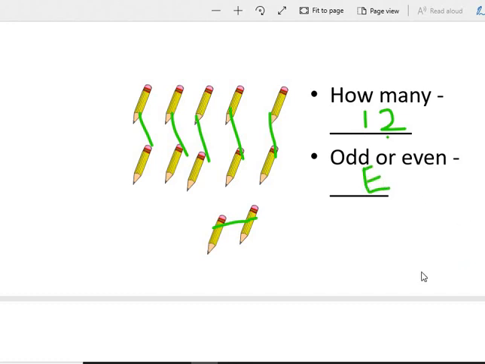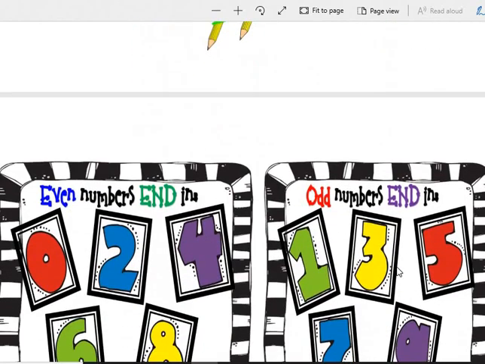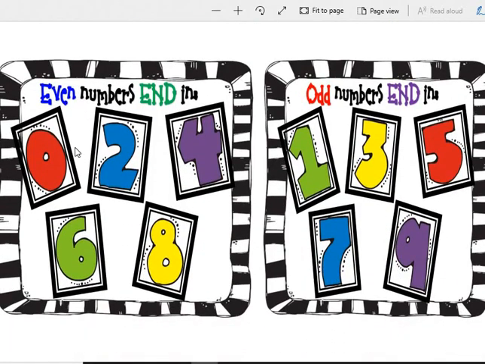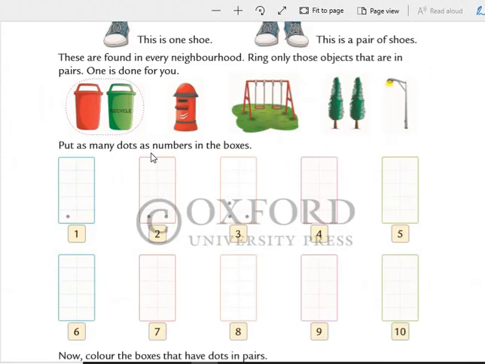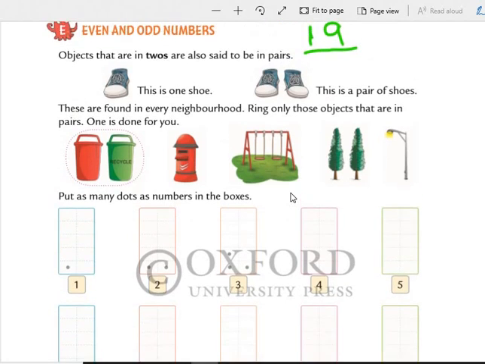Now let's quickly recap what we have learned. That is something you need to remember. Even numbers end in 0, 2, 4, 6 and 8, whereas odd numbers end in 1, 3, 5, 7 and 9. Now if you go to your math textbook, you will see one exercise, odd and even numbers, page number 19.